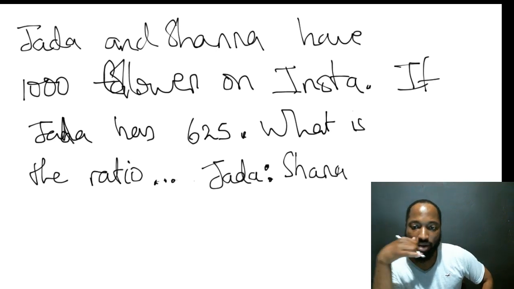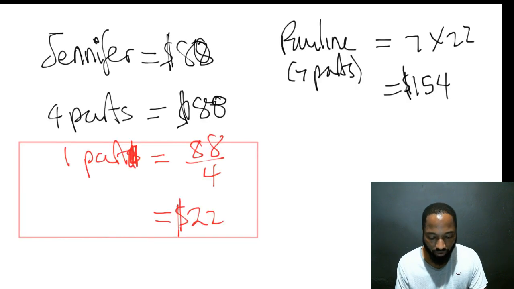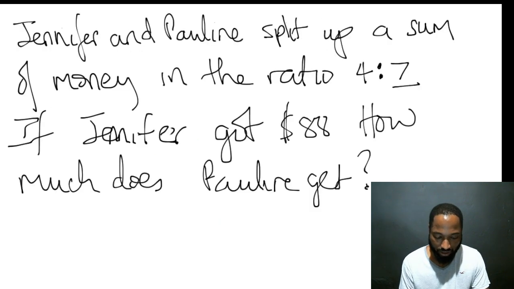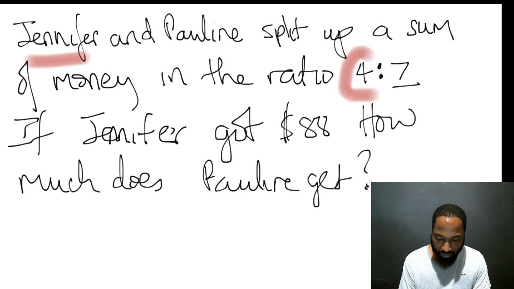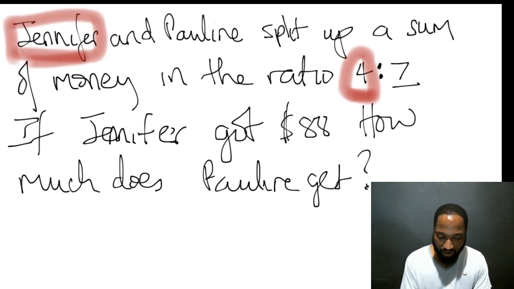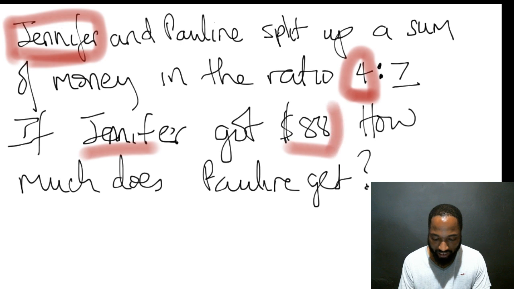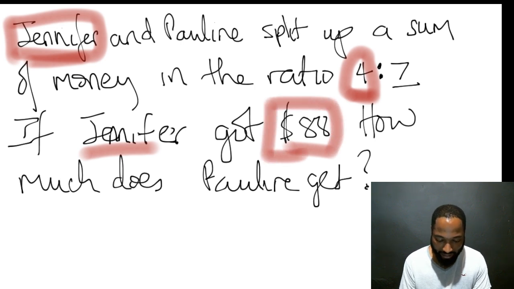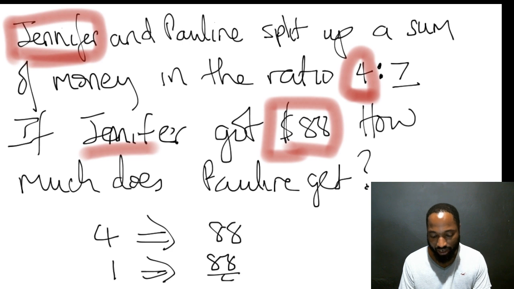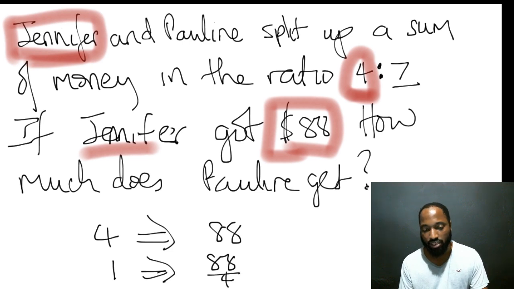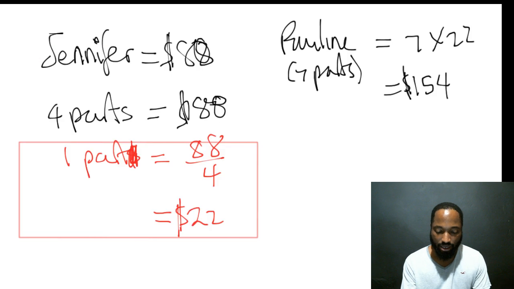Why is 88 divided by 4? Good question. Look at the parts circled in red: Jennifer and Pauline. Jennifer is getting 4 parts. If Jennifer gets $88, it means her 4 parts gave her $88. So 4 parts means $88, so 1 part would mean 88 divided by 4. That's how we divide by 4 to find 1 part.